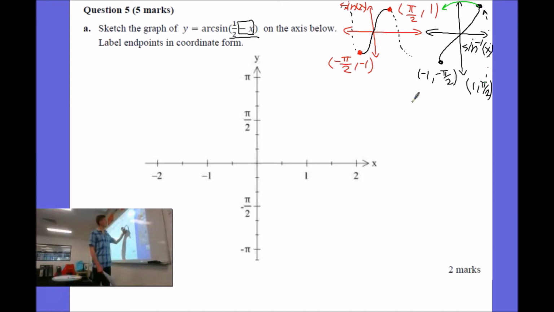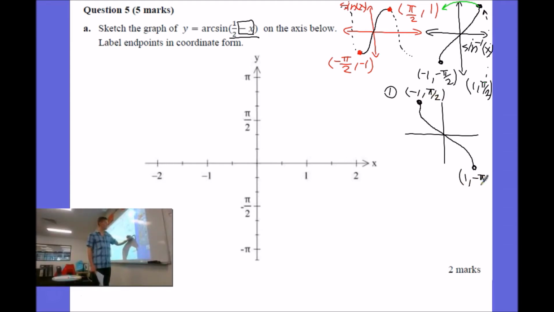So after the first transformation, it will look like this. Now we've got minus 1 at pi on 2, and the positive 1 at minus pi on 2. Okay, so there's our arcsine of a negative x graph.